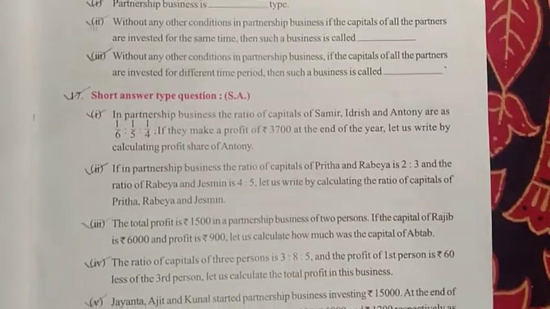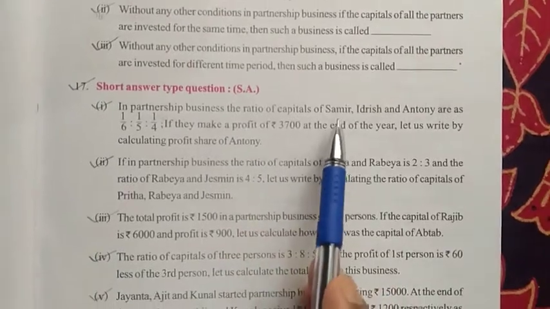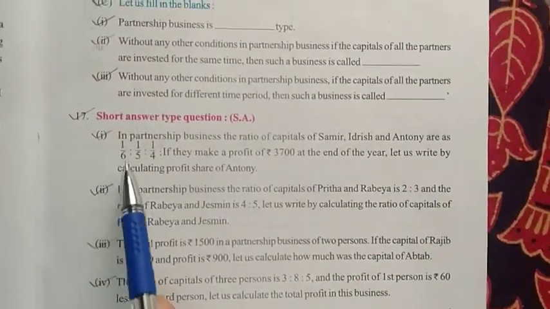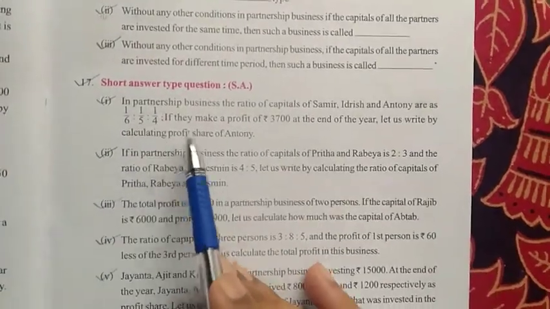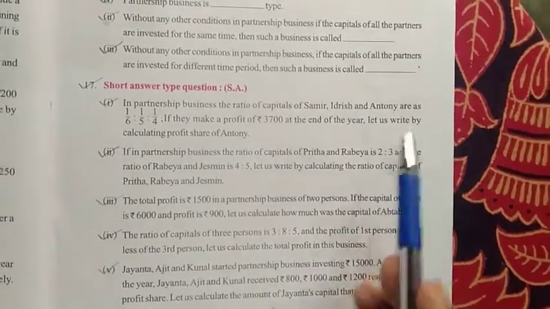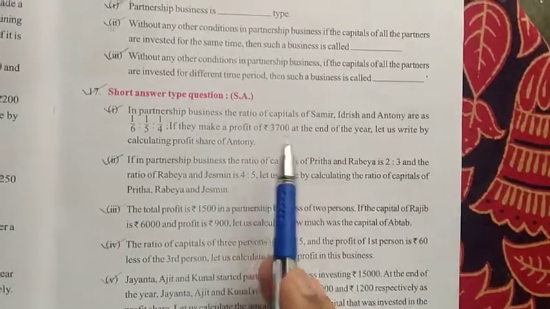This is sum number 17 part 1. In a partnership business, the ratio of capitals of Samir, Idris and Anthony are as 1 to 1 by 6 to 1 by 5 to 1 by 4. If they make a profit of rupees 3700 at the end of the year, let us write by calculating the profit share of Anthony.